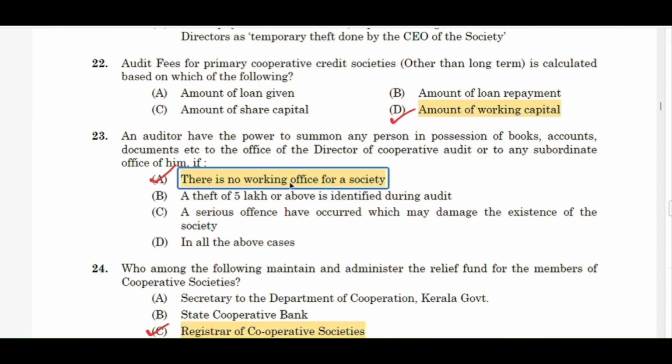Next question, an auditor has the power to summon any person in possession of books, accounts, documents, etc. to the office of the director of cooperative audit or to any subordinate office of his if there is no working office for a society.